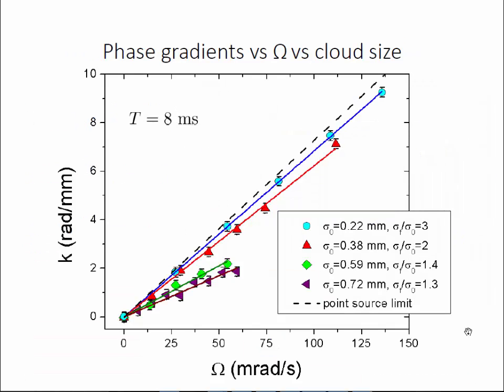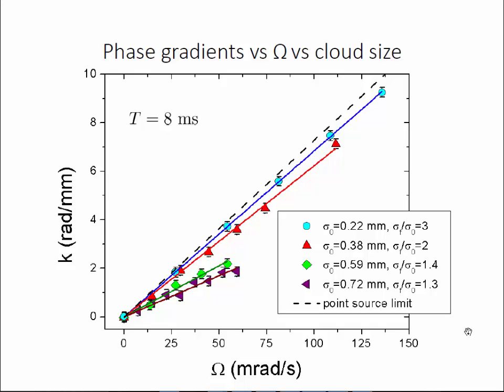We've also done these measurements where we measure the scale factor, k, the slope of the relationship between k and omega, as a function of the cloud size. So here I have plots for 4 different clouds with 4 different initial sizes, and you can see that as the cloud size gets bigger, the scale factor gets smaller, which is exactly what we expect based on the model that I've described so far.